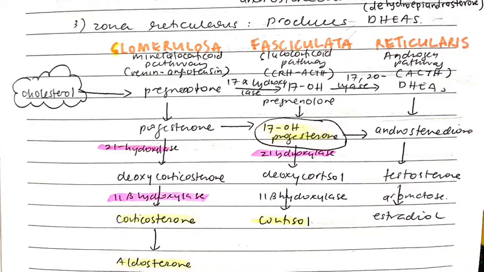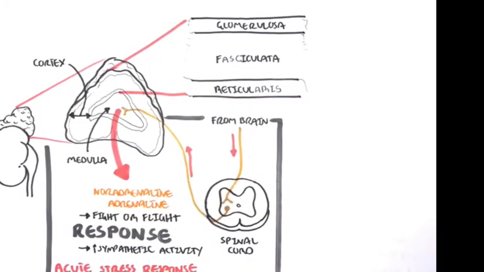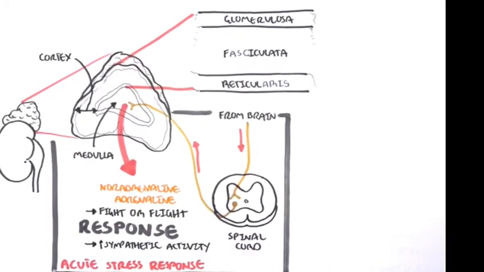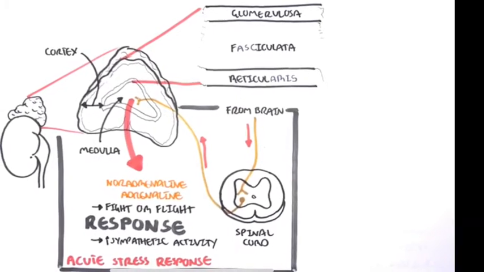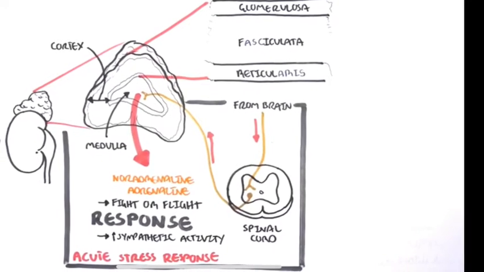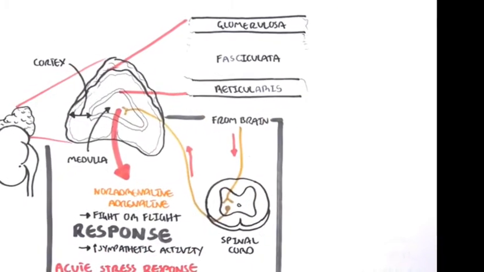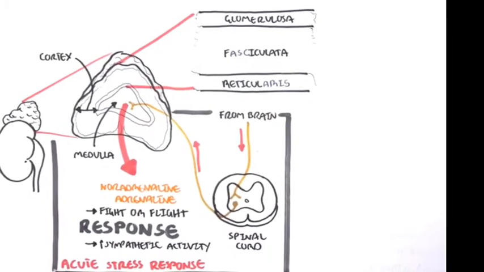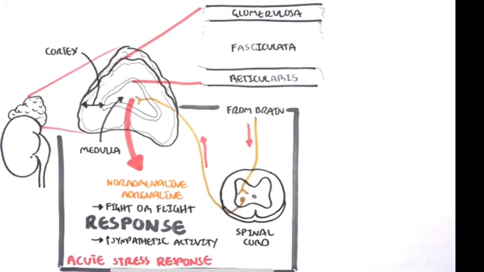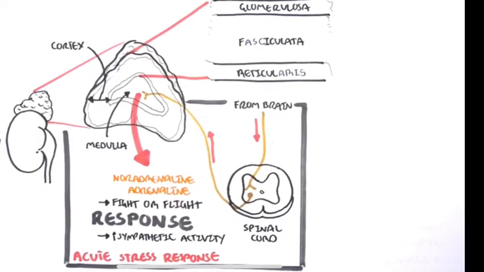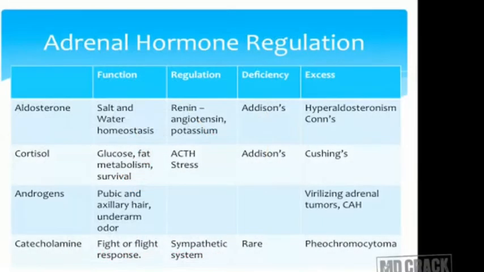The medulla part of the adrenal gland is actually important in the fight or flight response. So they have sympathetic nerve, which in response to the stimulation from the brain will cause the production of the adrenaline and noradrenaline. So this is in summary the function of the hormones produced by the adrenals.